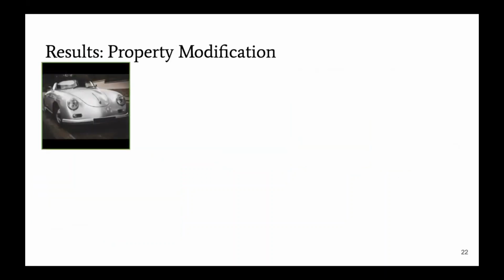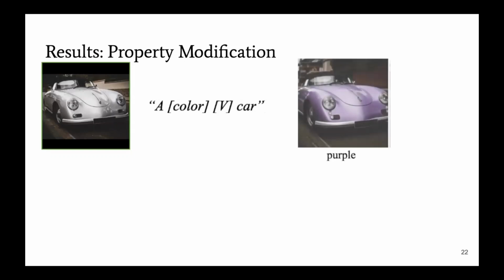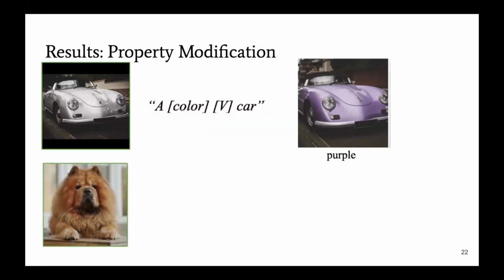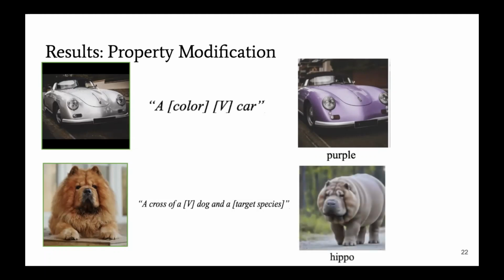So, property modification. In the simple case with the car, the descriptor is applied before the token and class, and it will modify the appearance of the subject instance. You can just put a color, token, car, and that color will appear. You can also see that the output is unique. It's not the exact output domain that was input; it's going to be unique every time. Then something more complex, like a cross of a token dog and a target species, your cross domain: you can see that the dog's facial features are preserved on the output of the hippo. So we'll pass it over to Shane.